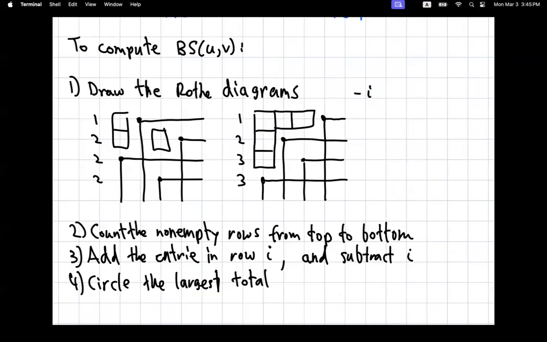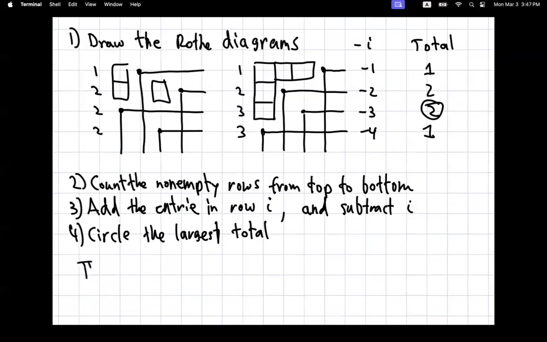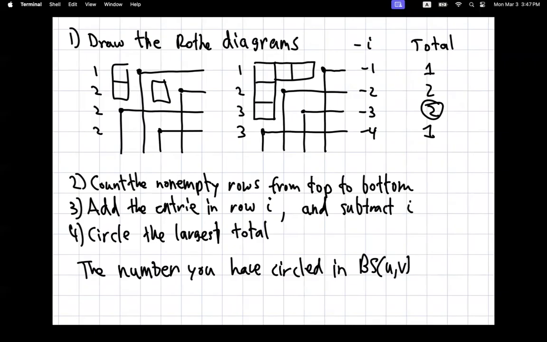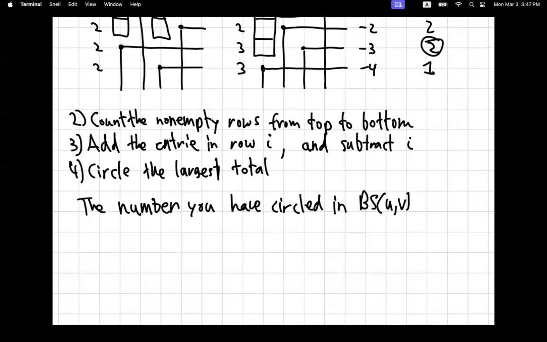So here's the column for minus i: -1, -2, -3, -4. And now our totals are going to be in the top row: 1 + 1 - 1 gives a 1. 2 + 2 - 2 gives a 2. 2 + 3 - 3 gives another 2. 2 + 3 - 4 gives a 1. We circle the largest. It doesn't matter which 2 you circle. That is the back stability number. Okay. So that's the algorithm.